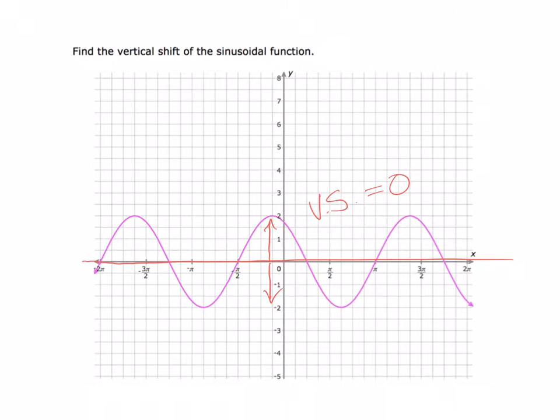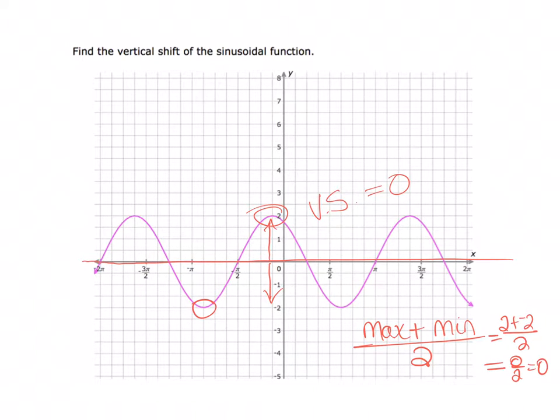Mathematically, if you want to calculate that, you take the highest point and the lowest point and you add them together and you divide by 2. So you take your max plus your min, in this case, not minus, and you divide by 2. So if you took 2 plus negative 2 and divided by 2, you're going to get 0 divided by 2, which is 0. Conveniently, that equals our vertical shift.